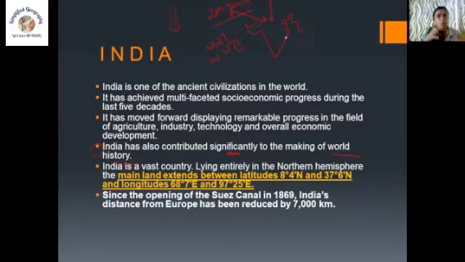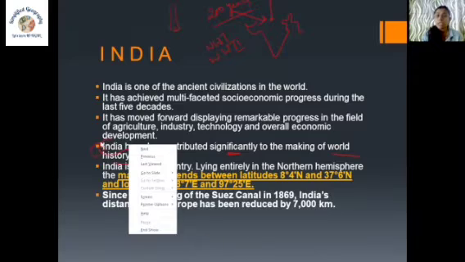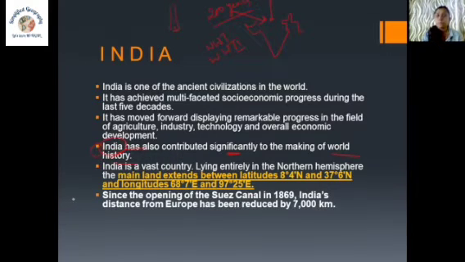All of these things, and if we not only talk about modern history but also ancient history, medieval history, the Mughal period, the Sultan period, you will see that India has contributed very significantly to world history, and we are one of the ancient countries in this world. Clear? This is how India has contributed a significant role. Now India is a vast country, as we know, and it lies entirely in the northern hemisphere.